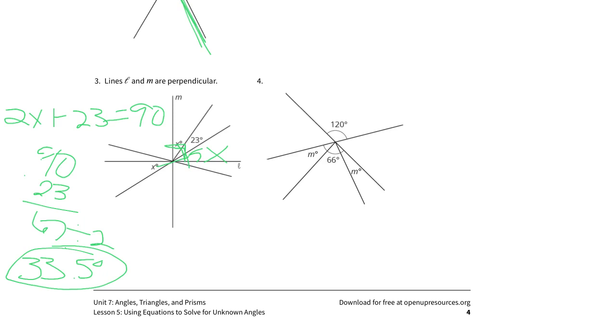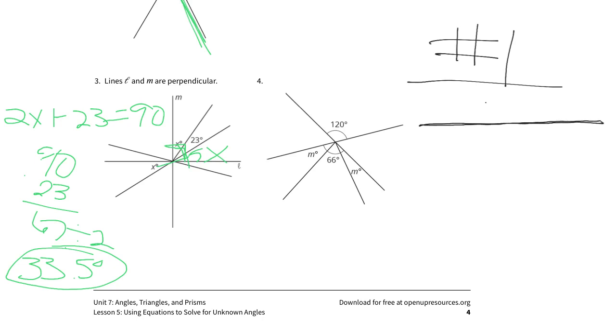Okay, this problem is a lot like number 1 on your assignment for tomorrow, or I should say for today. Number 1, it looks like this, so we'll go over it really fast. This is number 1 for your assignment. Gives me a straight line, which I know is 180 degrees. I have an X over here, I have an X over here, and in the middle I have 148 degrees. So it's a lot like the one we just did.